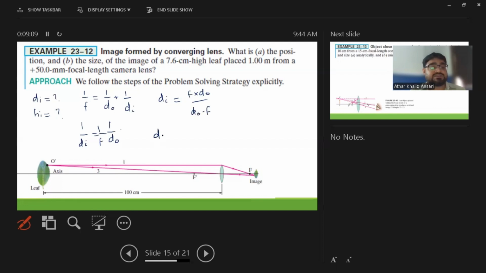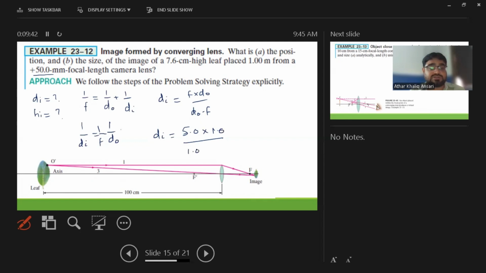So here the distance of the image should be positive. Why? Because it is on the other side of the lens. F is the focal length. Here it is given as plus 50 millimeter, so millimeter should be converted into centimeter. So I will use 50 divided by 10, it is 5.0, which is the focal length. The distance of the object is 1.0.